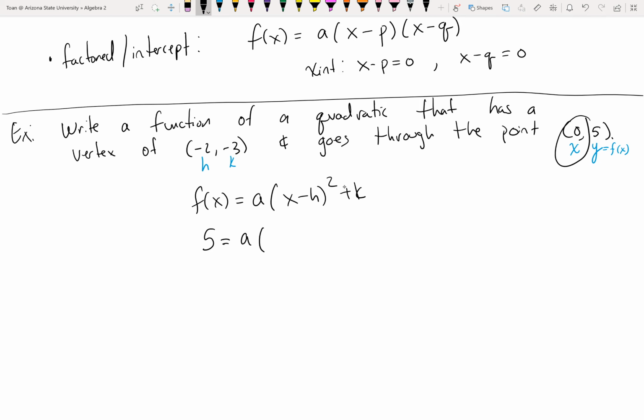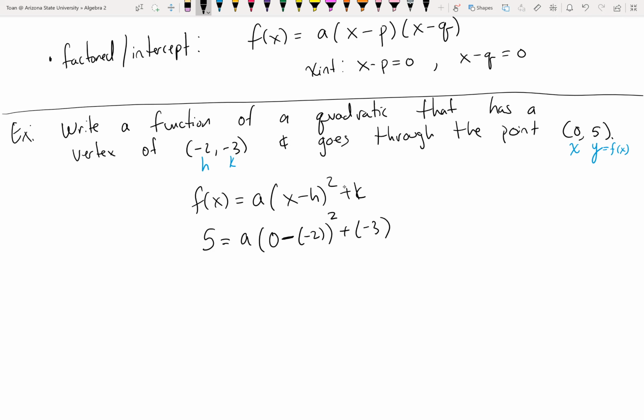X, they give us an x value, that's 0. Minus, do they give you an h value? Yes, they do. Now this minus here was part of the formula, so I got to put it there, but my h is actually a -2. That's why I always use parentheses when I substitute, so I can see those double negatives. Squared plus my k value is -3.